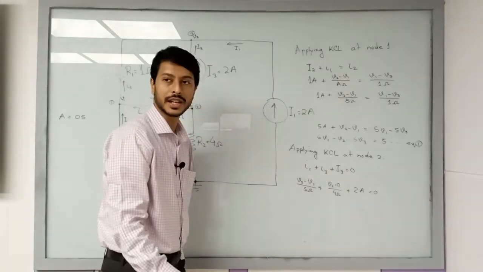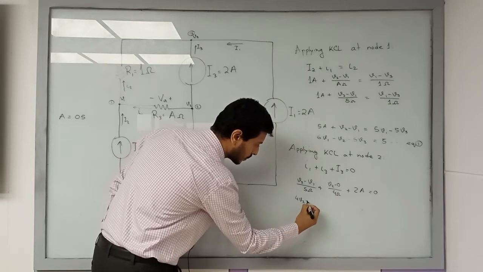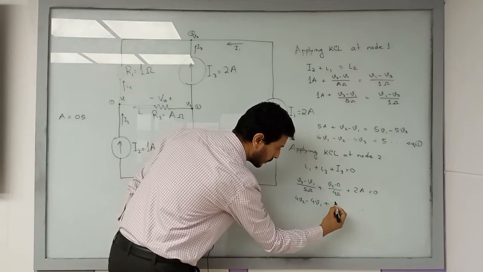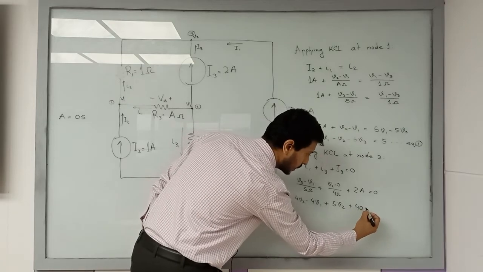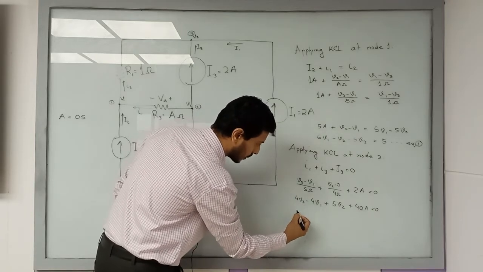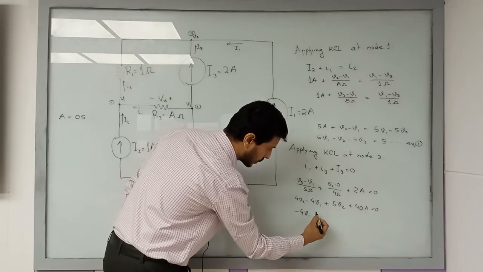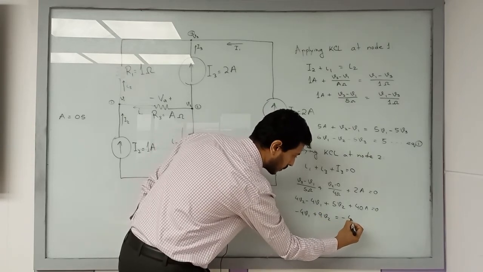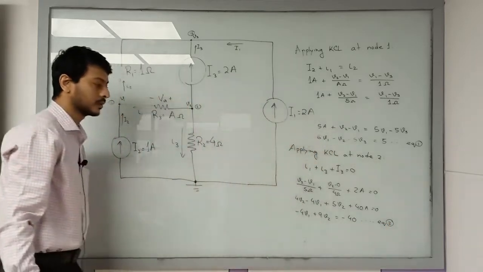If you multiply this by 20, it should be like this. 4V2 minus 4V1 plus 5V2 plus 40 ampere is equal to 0. So now you bring V1 here, minus 4V1, and 9V2 is equal to minus 40. This is your equation 2. You understand?